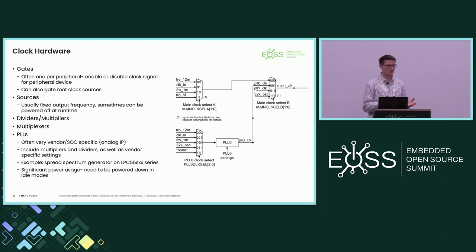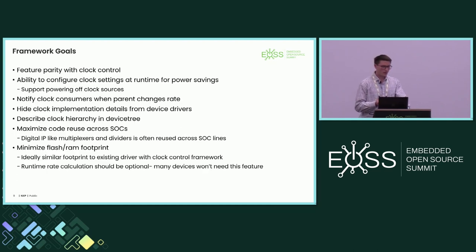Additionally, PLLs bring us into power usage, because if you really want good power consumption, you've got to power down things like PLLs for low power modes. So then, framework goals. First and foremost, we need feature parity with clock control. This is an API that's been around since 1.0. We can't just tell developers, hey, sorry, we're getting rid of this functionality that you needed for your application. We need to have a path forwards for them.